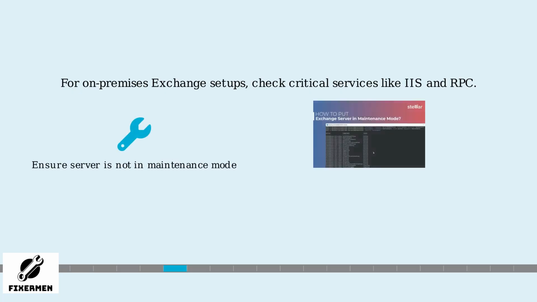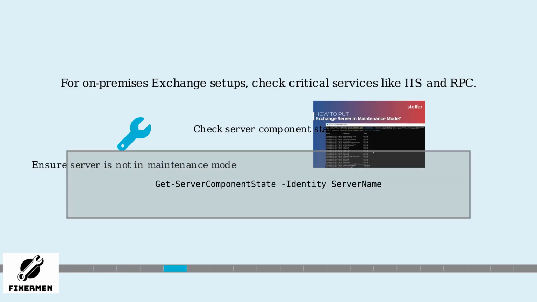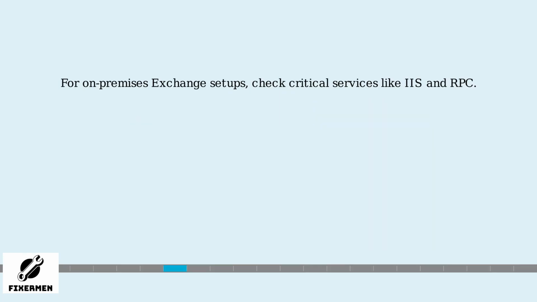Another common issue is if the Exchange Server has been placed in maintenance mode, which disables certain services for updates or repairs. Use the command Get-ServerComponentState -Identity with the server name to check if components are active or inactive. If in maintenance mode, use Set-ServerComponentState to activate them.